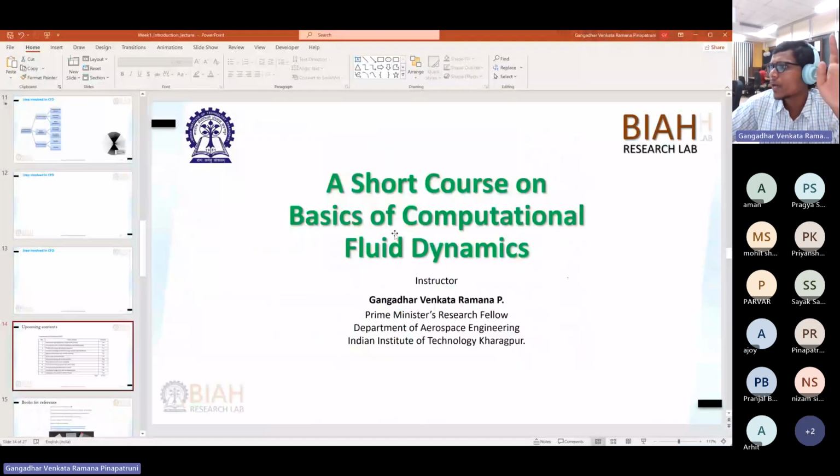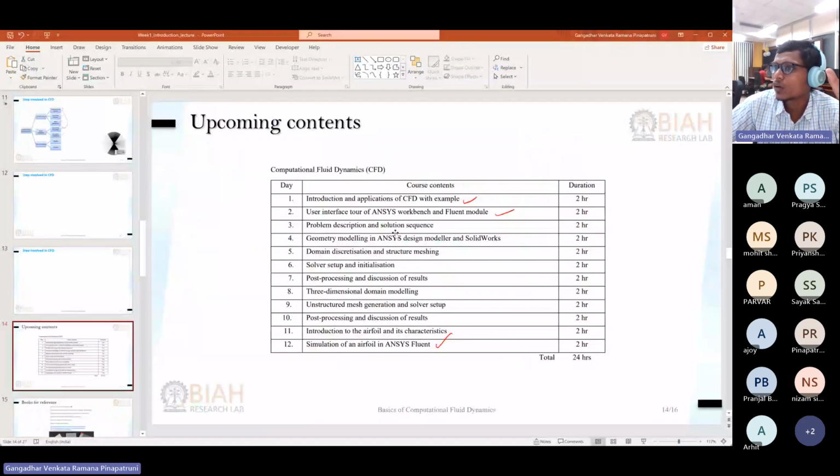So how many of you have installed ANSYS on your own laptops or have seen ANSYS previously? This is a commercial CFD software. How many of you installed it on your system or laptop? Or if you have seen it previously, just the user interface, or you know about it, or just heard of it. At least if you know ANSYS, or some software like ANSYS to simulate, just raise your hand.